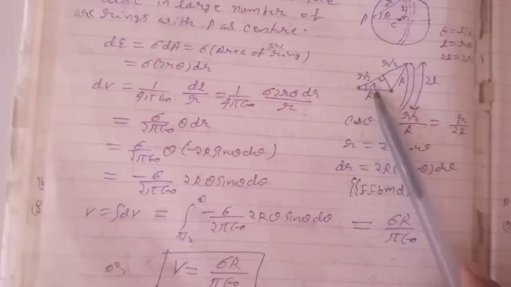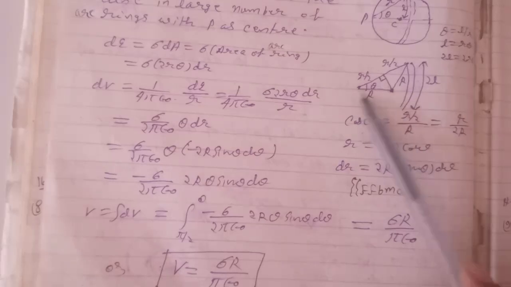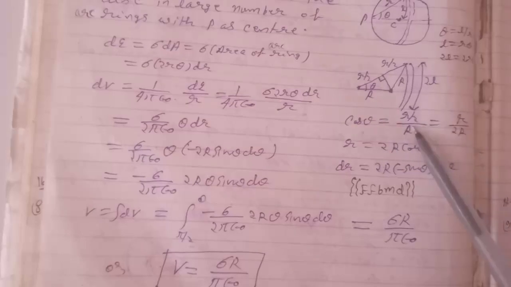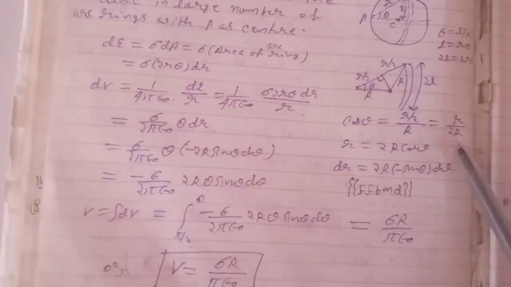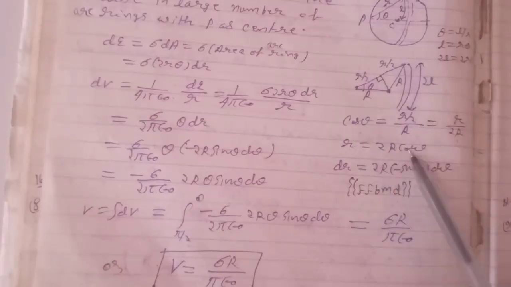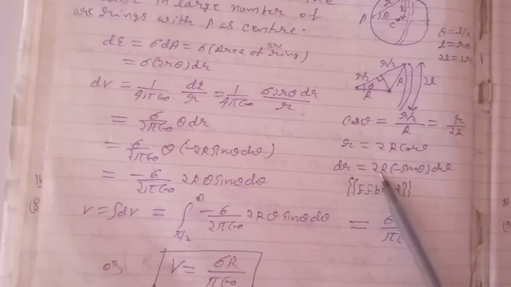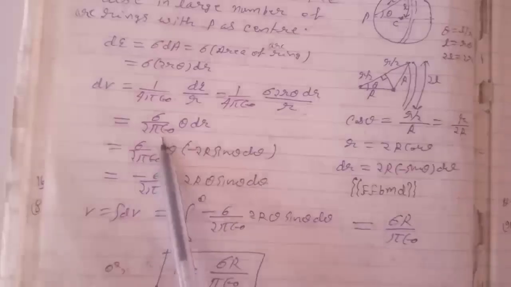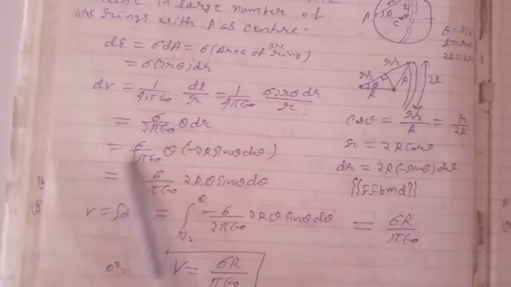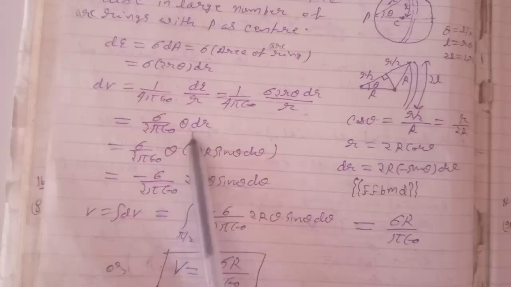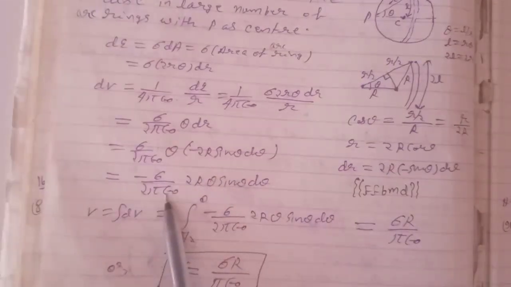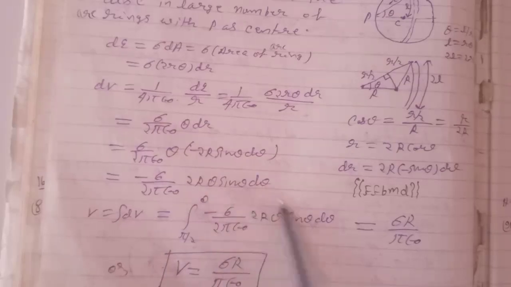Now cos theta will be, in this case, r by 2 by r, or r by 2r. So r will be equal to 2r cos theta, hence dr will be 2r into minus of sin theta d theta. So here sigma by 2 epsilon naught theta dr equals sigma by 2 epsilon theta minus of 2r sin theta d theta, or minus of sigma by 2 pi epsilon naught 2r theta sin theta d theta.